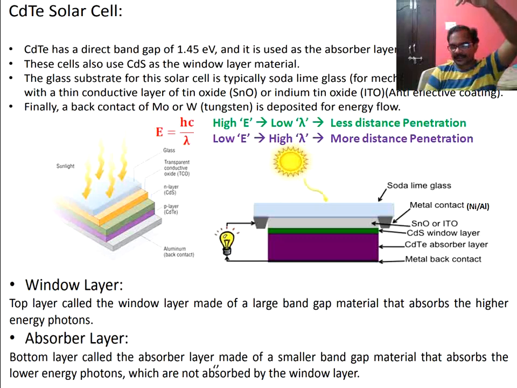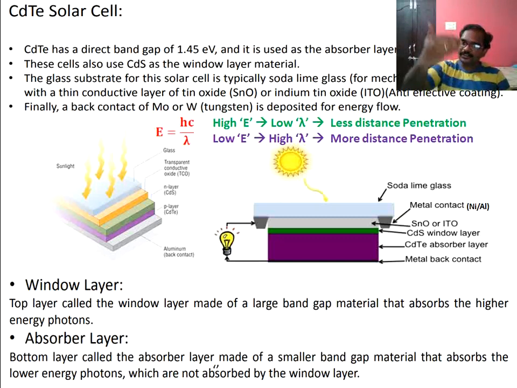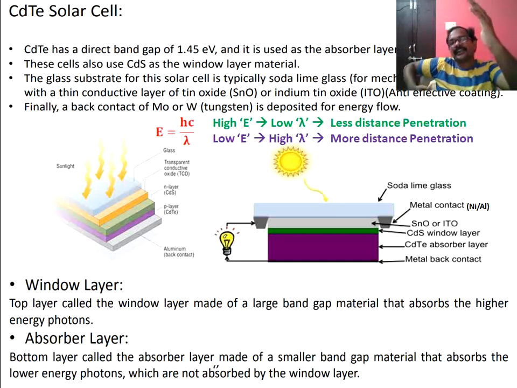Whenever high energy sunlight falls on a material, it passes through a smaller distance only. But if sunlight having less energy falls on the semiconductor material, less energy means high lambda. High lambda means more distance; they can travel more distance compared to the high energy. High energy will travel through a small distance.